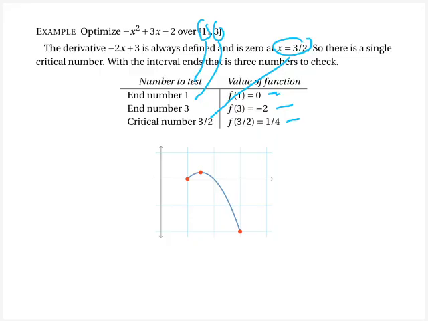The highest one is the highest one. It's 1/4. Can you see it right there? And the lowest one is the lowest one. It's minus 2. Notably there the absolute minimum falls at an endpoint, so you have to check the endpoints. It can be that the maximum or minimum occurs at an endpoint, or both occur at an endpoint, so you have to check those.